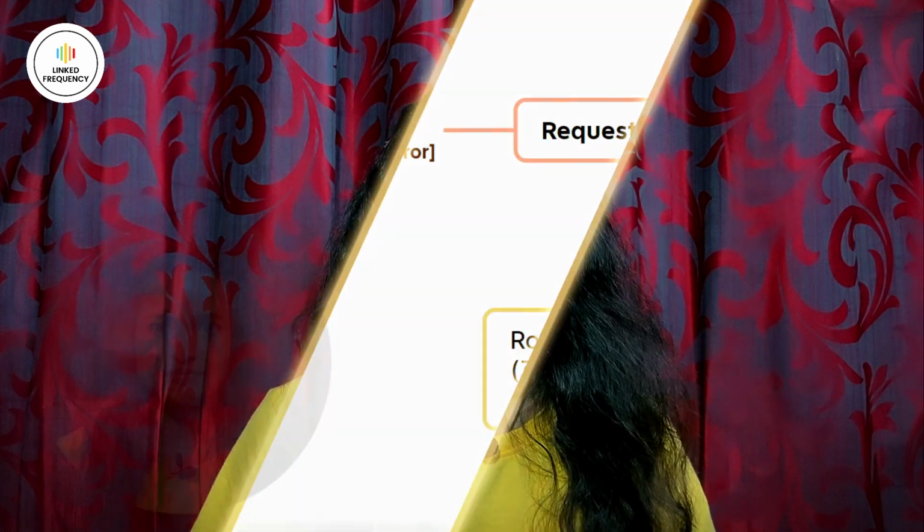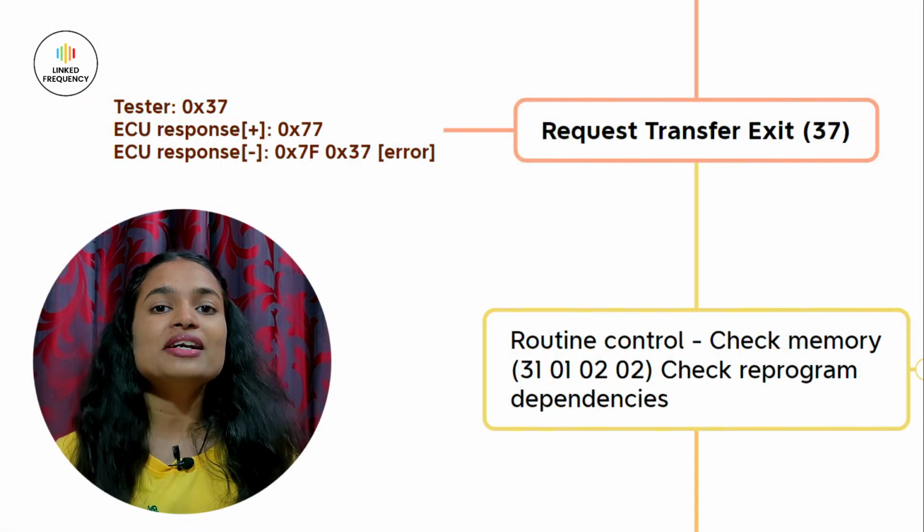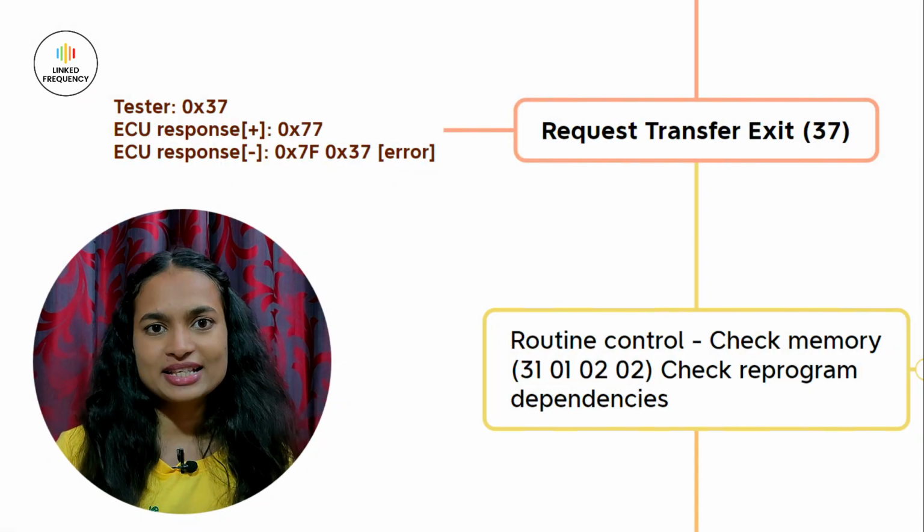Additionally, it signals the ECU to validate the integrity of the received data, that is by using checksum algorithms, and finalize any processing required for storing the firmware or calibration data. Well, let us move ahead and try to understand this a bit more clearly with the help of an example.